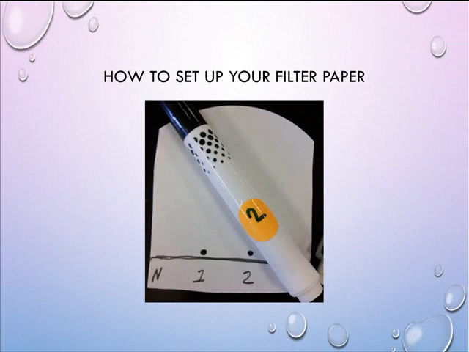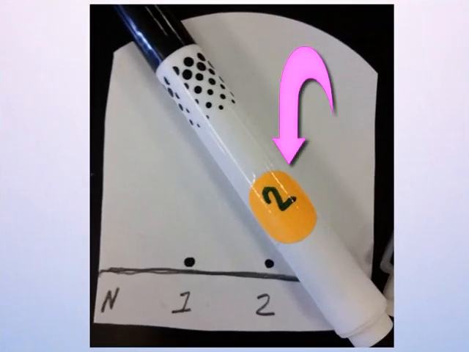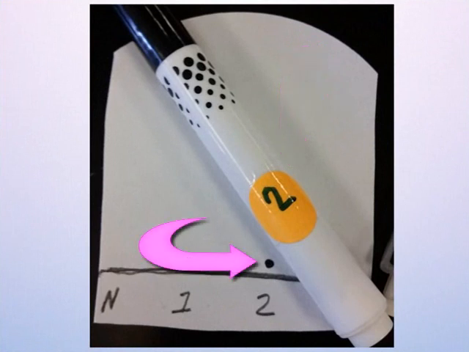The next step, we'll use the marker labeled number 2. Again, using just the tip of the marker, make a small dot above the line above the number 2 as shown. Remember, just tap the marker above the line, above the number 2. We'll pause to perform this step now.